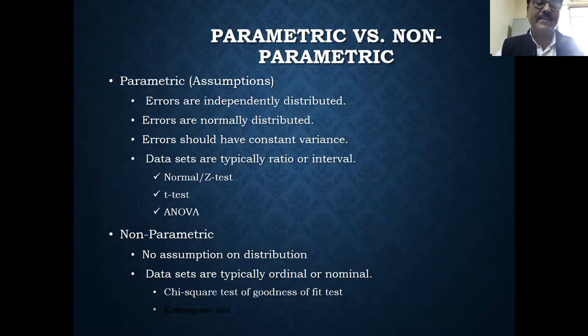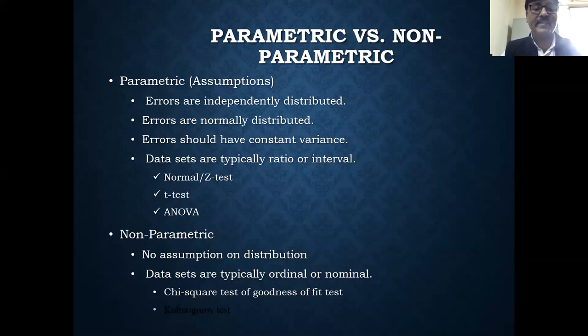Here are the parametric assumptions. The first assumption is that errors are independently and normally distributed. Errors should have constant variance. And the data are typically measured on a ratio or interval scale, that is, a continuous scale. If these assumptions are satisfied, then you use the normal Z test. We use the Z test when your sample size is large, and if the sample size is small, we use the independent sample t-test and these kinds of tests.